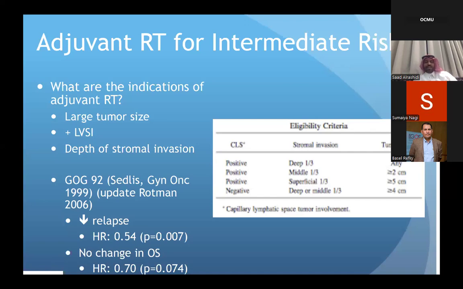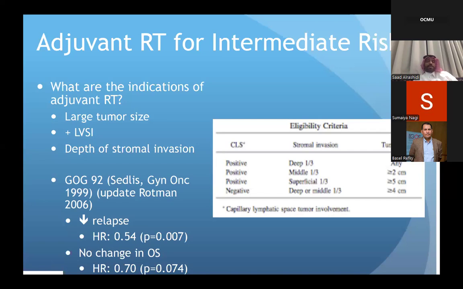Yes. So these I summarize for the intermediate risk. Again, I summarize for you the trial. So you need to memorize, all of you, this cartoon that I put for you. What are the indications for the adjuvant radiation? Large size, more than 4 cm, LVSI.